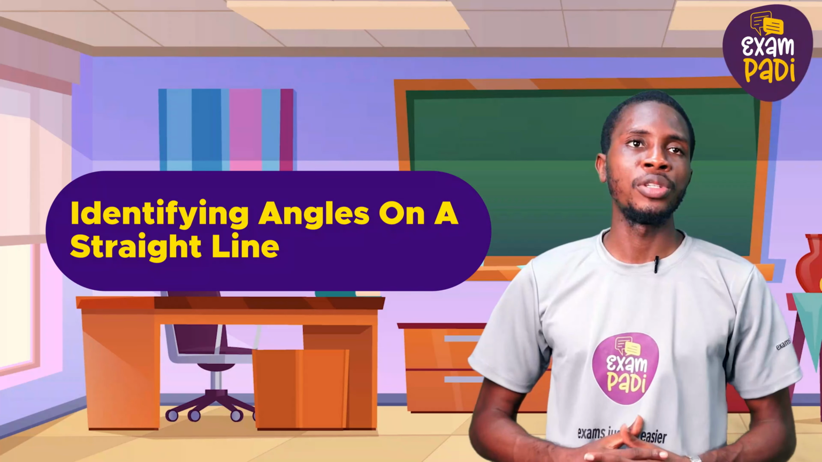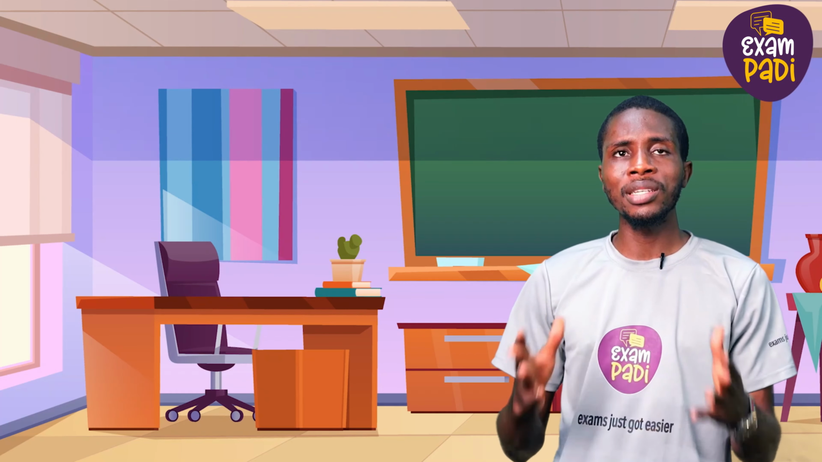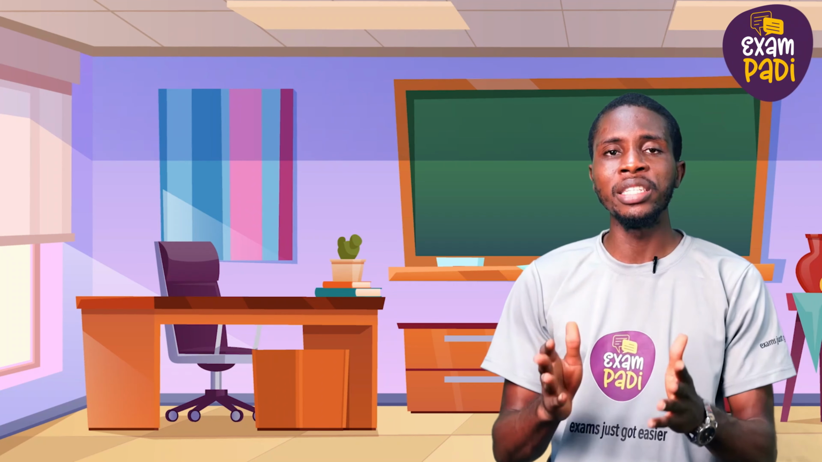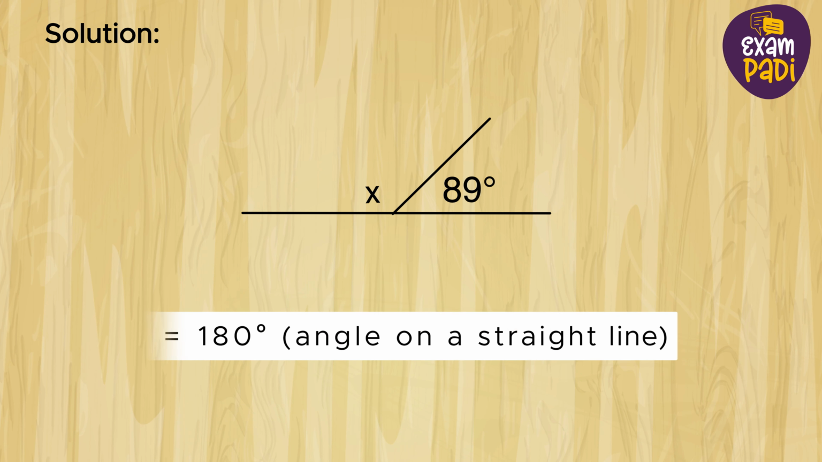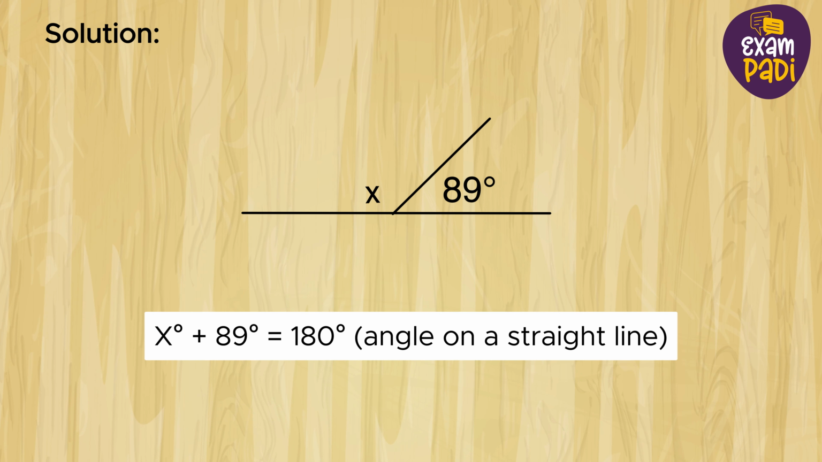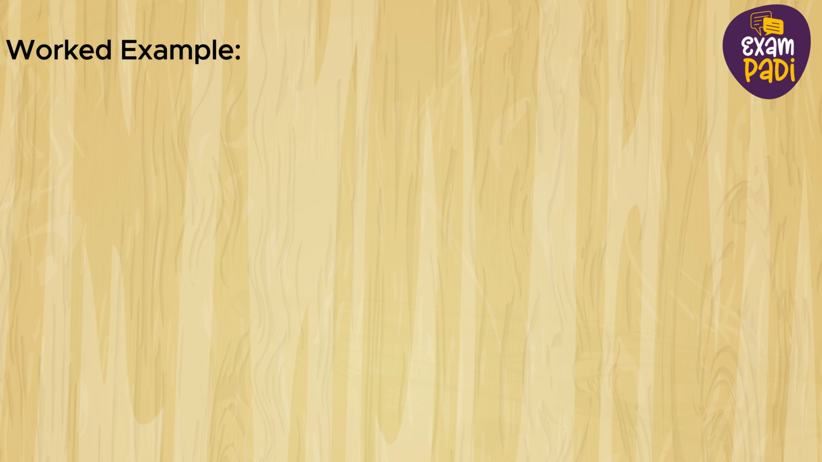Identification of angles on a straight line. When a straight line stands on another straight line, two adjacent angles are formed. The sum of the two adjacent angles in the images shown earlier is 180 degrees. Example, find the value of x in the image displayed. Solution. X degrees plus 89 degrees equals 180 degrees, that is, angles on a straight line. Collecting like terms, x degrees equals 180 degrees minus 89 degrees. X equals 91 degrees.